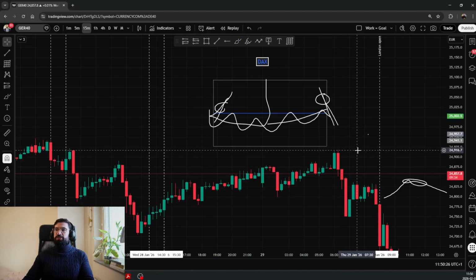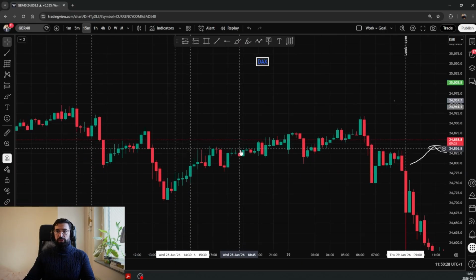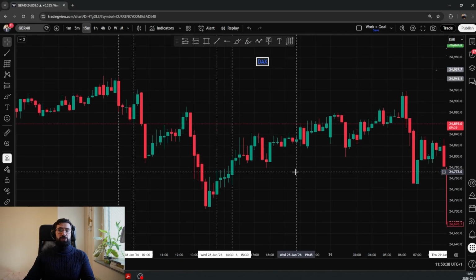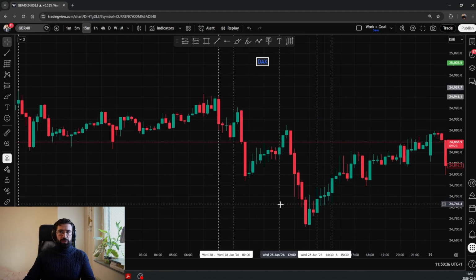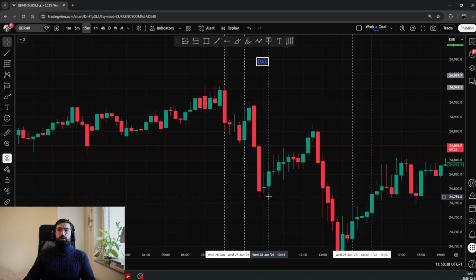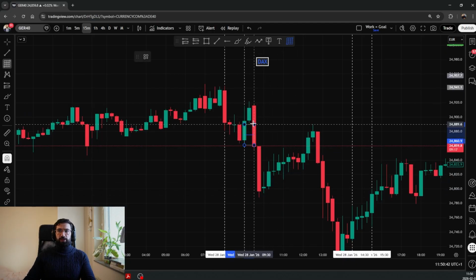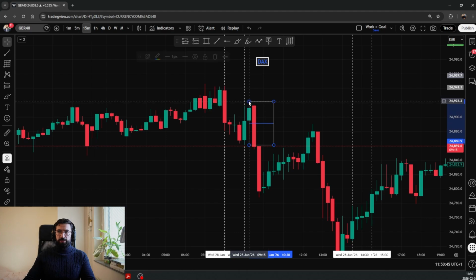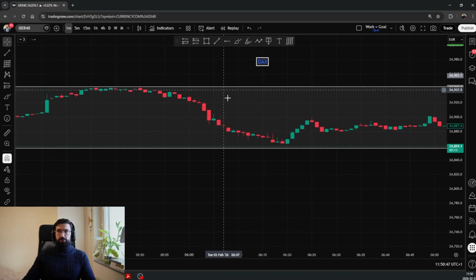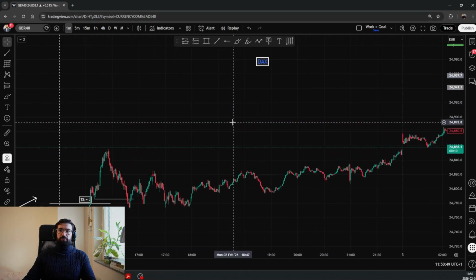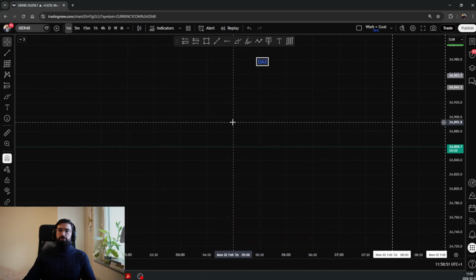So I'm going to show you some examples here about what equilibrium is. This is not to be used just by itself. You have to use it with other confluences, but it's a good indicator of where the market is going or where to take a trade or where you can wait. So let me give you an example. There's a low right here and there's a high right here, right? So what do we do? Let me show you how equilibrium works.